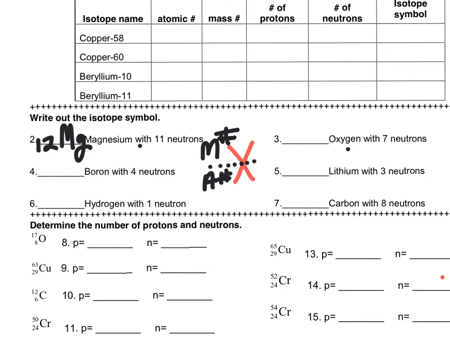Well, if the atomic number is 12 and the clue was given to you about 11 neutrons, you get to add them together. So do that now and calculate the mass. Write it in on your paper. Did you get 23? I did too. So try the rest, numbers 3 through 7, and see how you do.